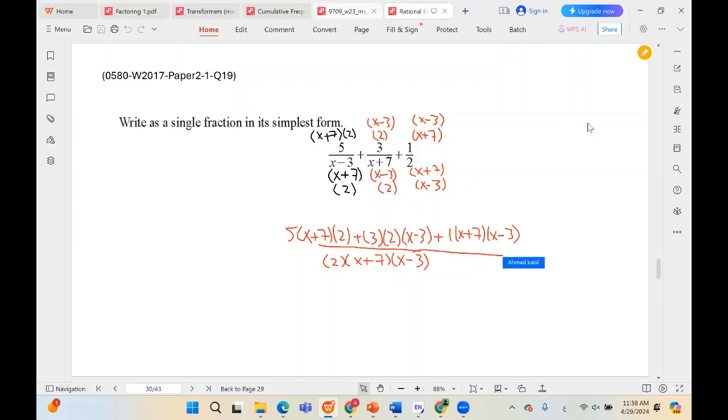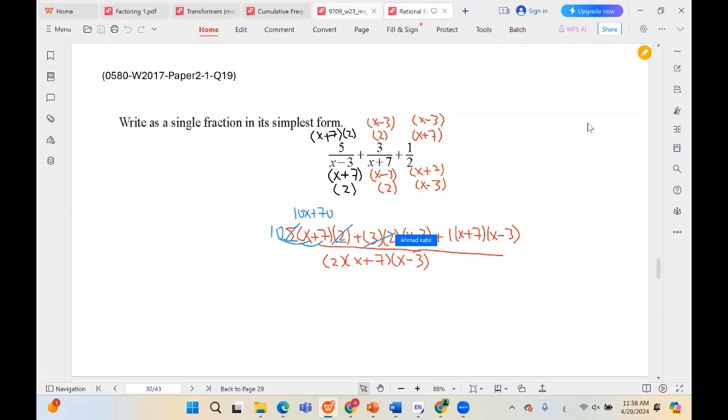We now need to expand and simplify. So we start with the numbers. So 5 times 2, that's 10. So we can just cancel out the 2 and the 5, and we can write 10 instead of the 5. Now we need to distribute the 10 over the bracket. So we get 10x plus 70.